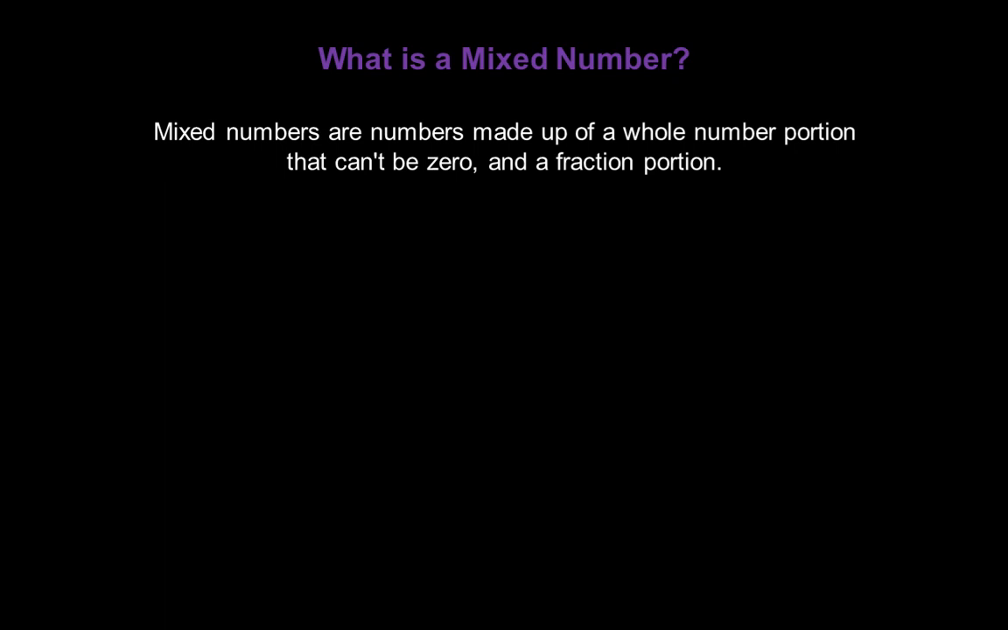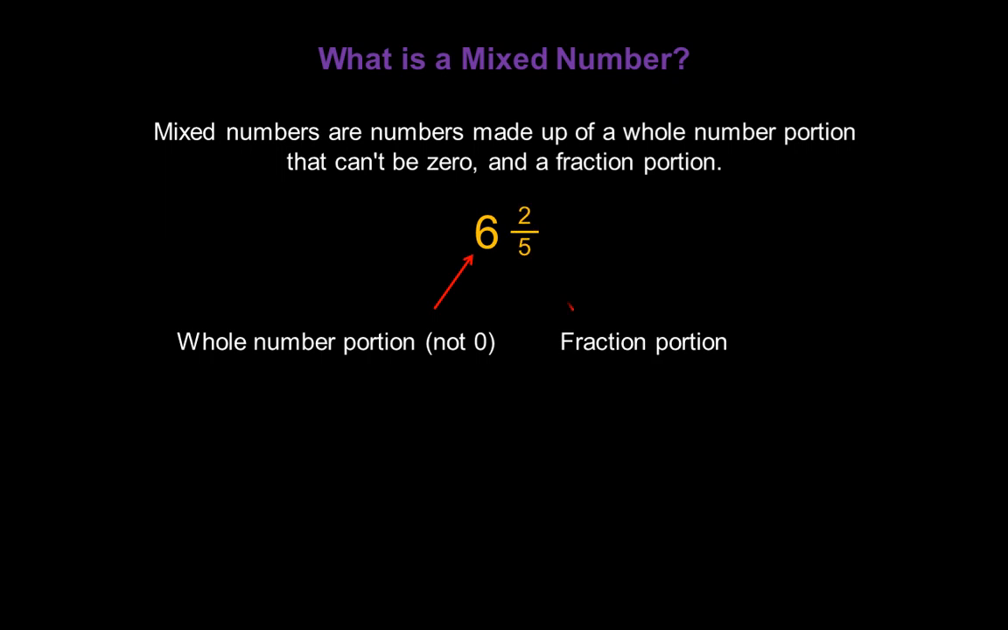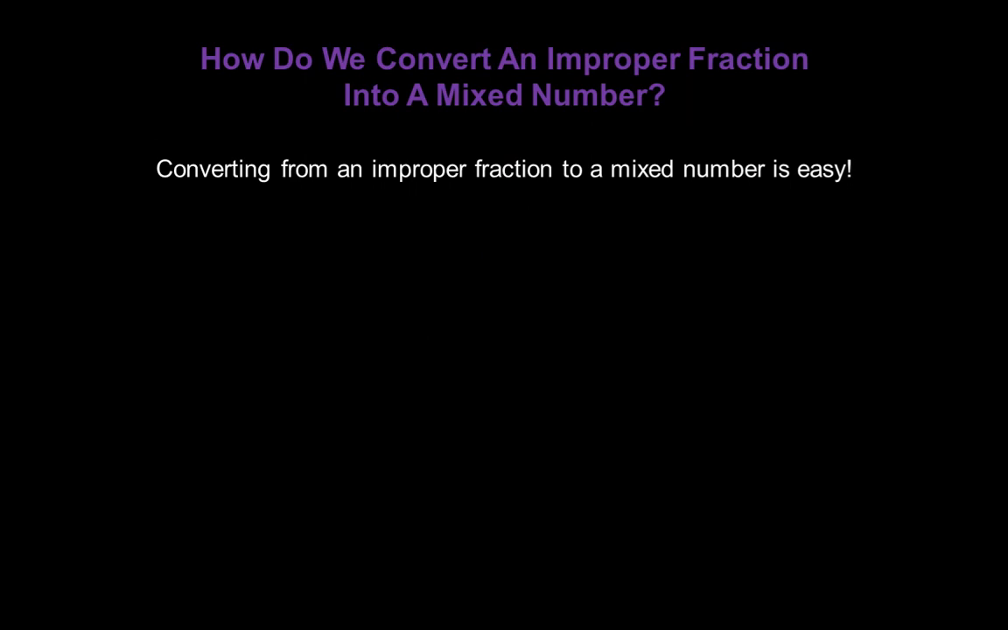So that begs the question, what is a mixed number? Mixed numbers are numbers made up of a whole number portion that can't be zero, such as 6, and a fraction portion, like 2/5. Now, how do we convert an improper fraction into a mixed number?